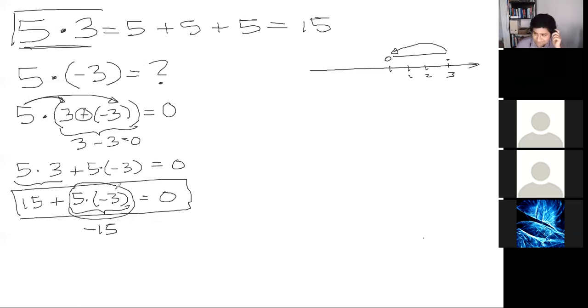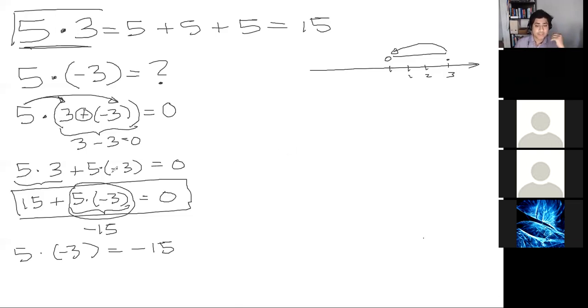Okay, cool. So that then must mean that 15 minus 15 is 0, of course. This part is obvious. We already figured that out. But this means that 5 times negative 3 must be negative 15. Now, did we just show that a negative number times a negative number is a positive number? Not yet. We're building up to it.